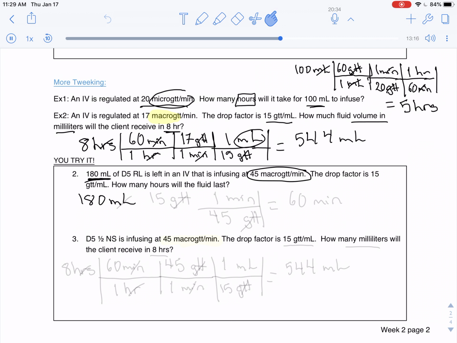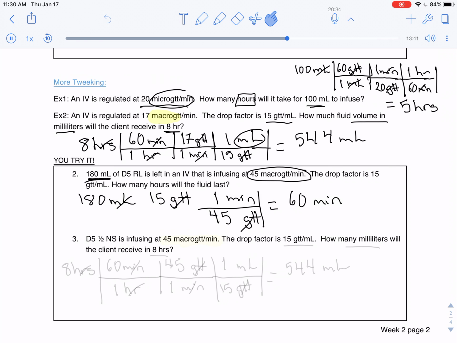According to the problem, 1 milliliter consists of 15 drops. And then there are 45 microdrops in 1 minute. So the milliliters cancel out, drops cancel, and our answer would be, after doing all calculations, 60 minutes.